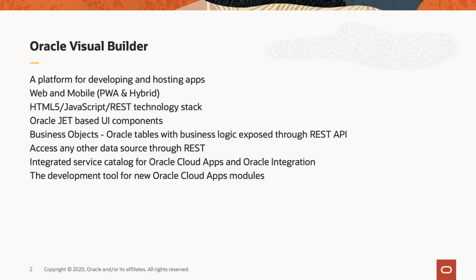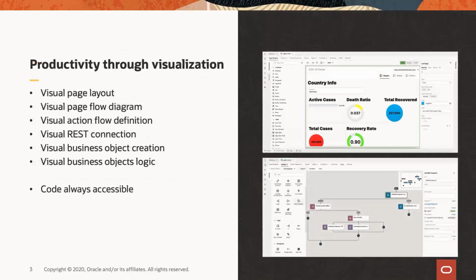One last point to make about Visual Builder. Visual Builder is the development tool being used to build our new generation of Oracle Cloud applications. Our new modules inside the Oracle SaaS offering are being built with Visual Builder, and we already have multiple modules that have been released as part of Oracle Cloud applications that have been developed with Visual Builder. And the nice thing is the same tool that we're using to build our applications is, of course, available for you to build your own applications.